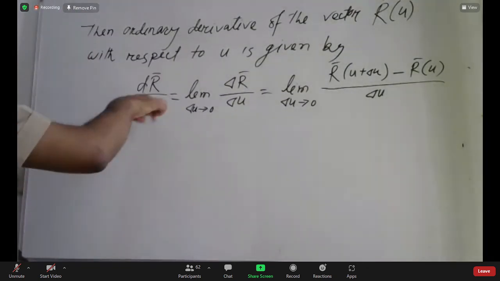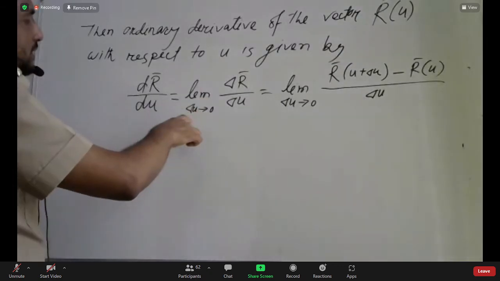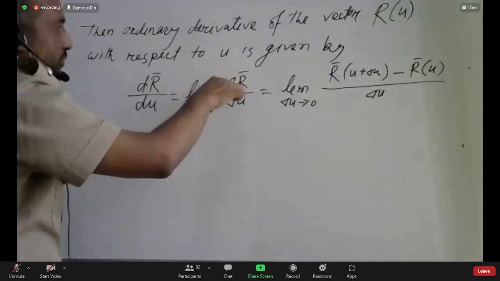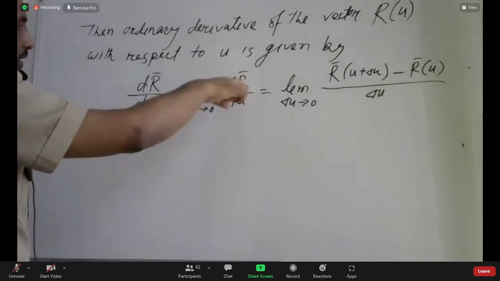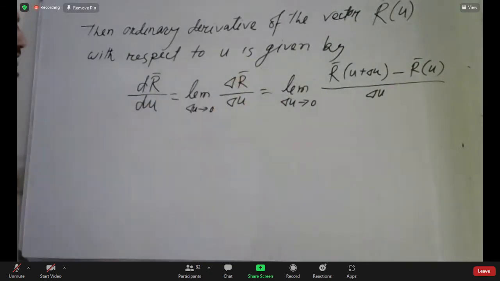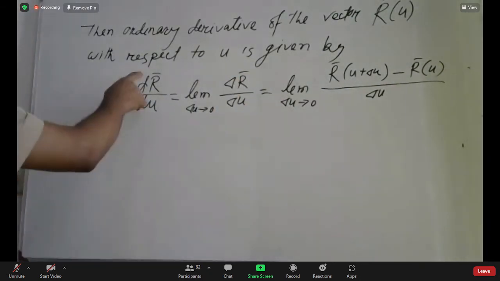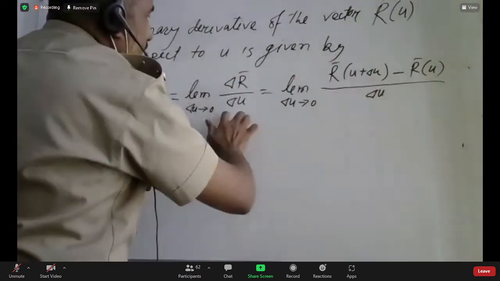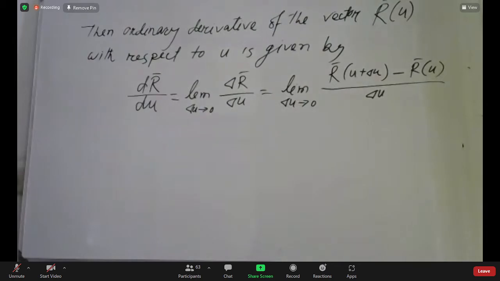We understand dr by du is equal to the limit as delta u tends to 0 of this ratio, that is, delta r divided by delta u. This is called dr by du. And if we replace the values of delta r and delta u, it will be like this. This is the ordinary derivative of the vector r. This is the ordinary formula. It is also written in the book, you can see it.